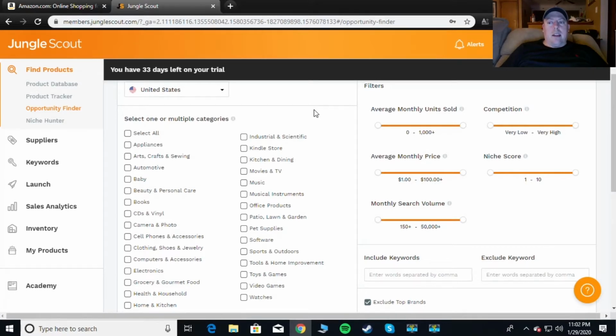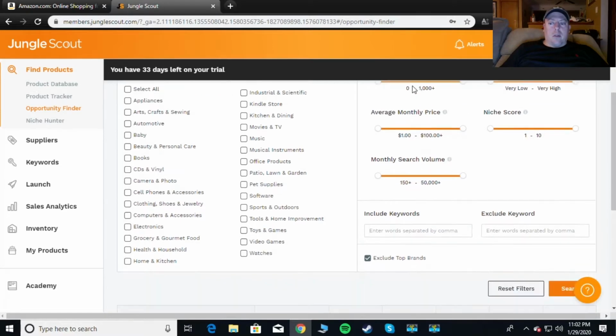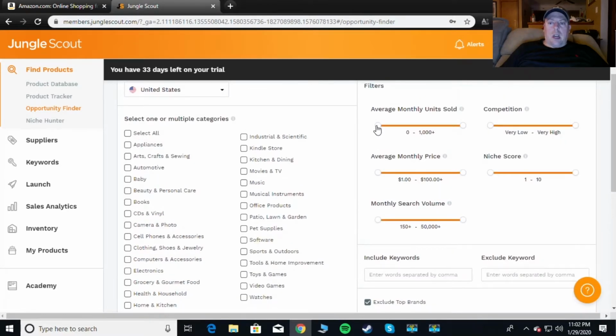But that being said, let's talk about the different settings here. So first of all, average monthly sales. I'd like to go with at least like 250. I'm going to go with low to medium competition. I'm fine with medium competition. Honestly, some of the best products you can find are in medium competition because simply, if everybody's trying to find the very low competition ones, everybody's going to jump on those.